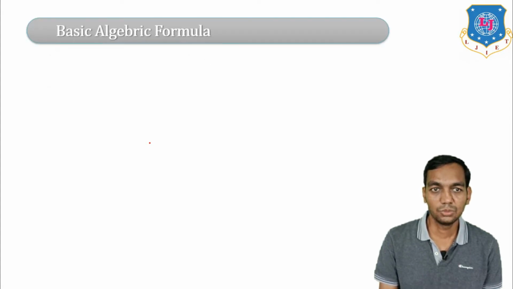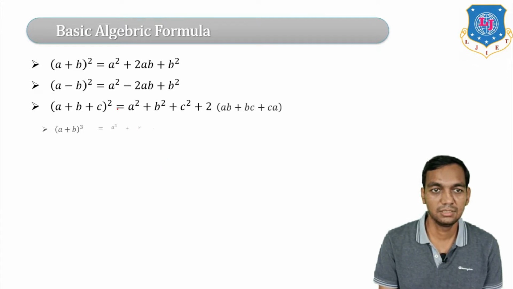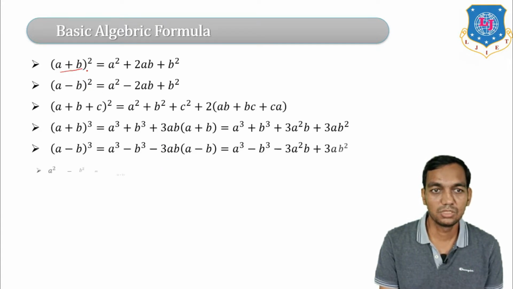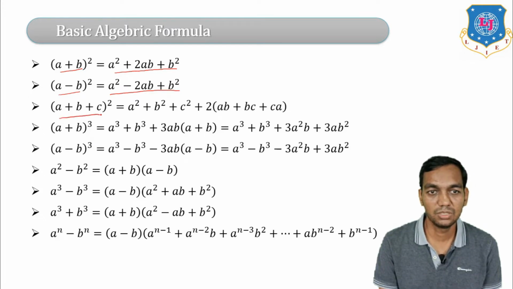Okay, so first we are starting with the basic algebraic formulas such as (a+b)² = a² + 2ab + b². In the same manner (a−b)² will be a² − 2ab + b². In the same manner if you have three terms, (a+b+c)², then it will be a² + b² + c² + 2(ab + bc + ca).